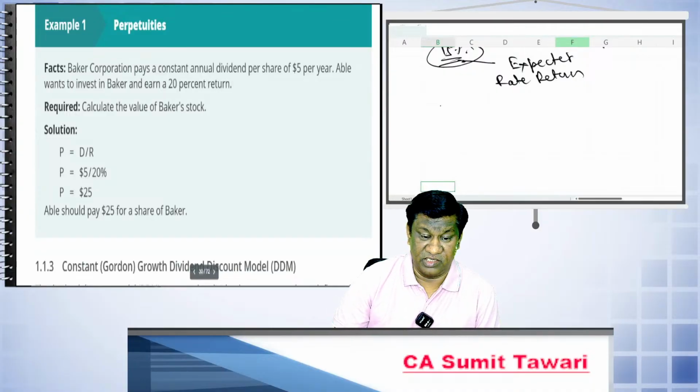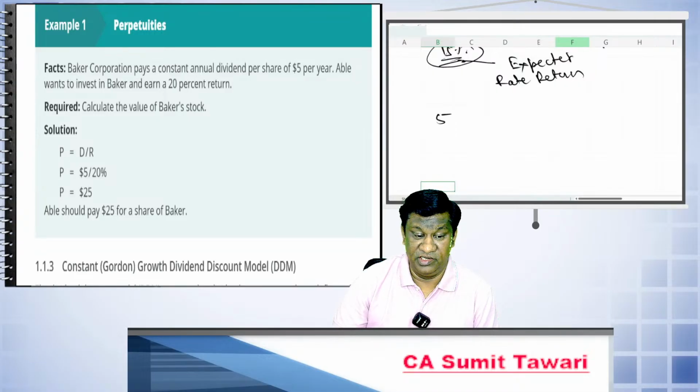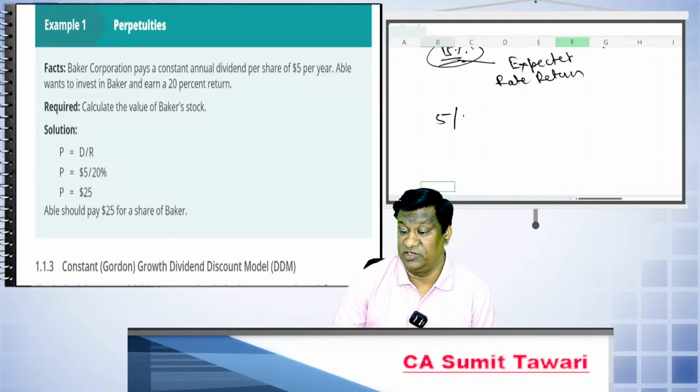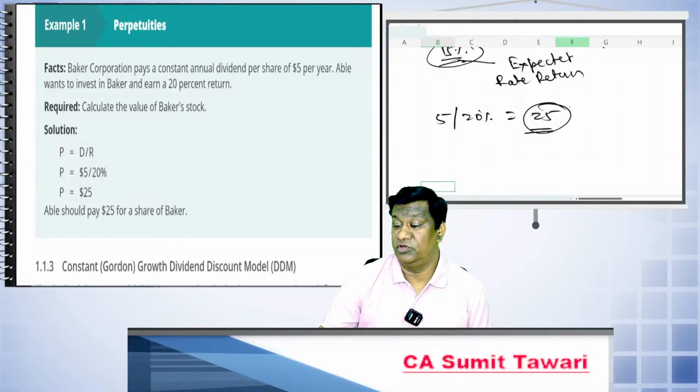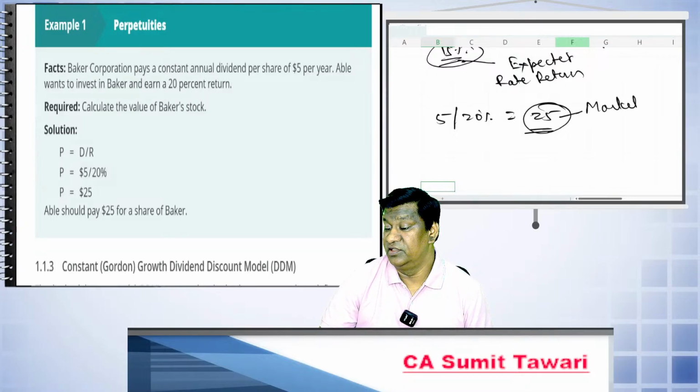So Baker Corporation pays a constant annual dividend of $5 per year. Able wants to invest in Baker and earn a 20% return. So 5 divided by 20%, it is basically 25. So for earning $5 and expecting a 20% return, he should not pay more than 25 to acquire the shares. This is basically the market value. Clear?